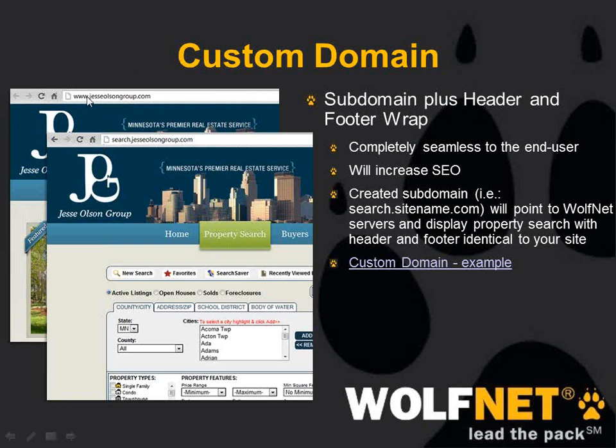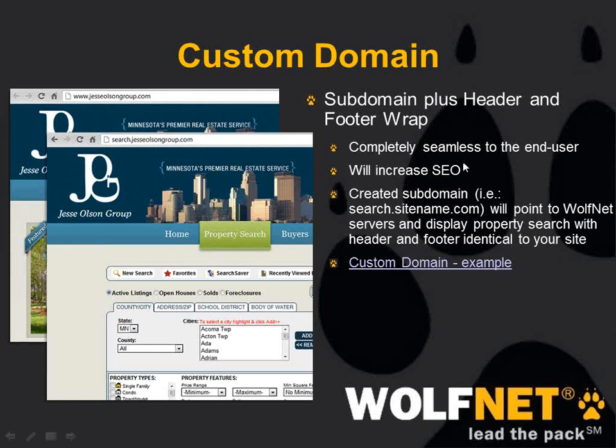As you can see up here in the address bar, in this example, we're on jesseolsongroup.com. And when we click on property search, like in the previous one, instead of going to mlsfinder.com, it goes to a subdomain, which is search.jesseolson.com. This is basically pointed to our servers, and we have it wrapped with the identical wrap of the site. So there's no transition whatsoever, at least that's apparent to the end user.